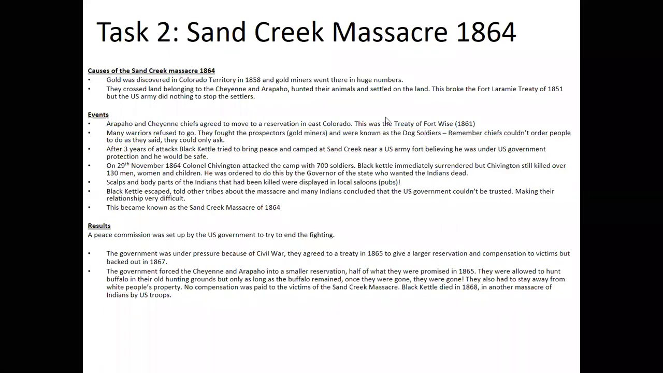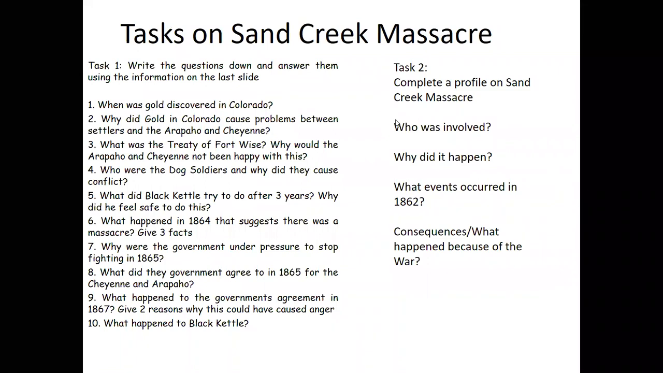Right, your tasks for this. Task 1, write down the questions and answer them using the information that we've just been through. And so the questions: when was gold discovered in Colorado? Why did gold in Colorado cause problems between the settlers and the Arapaho and the Cheyenne? What was the Treaty of Fort Wise? Why would the Arapaho and Cheyenne not have been happy with this? Who were the dog soldiers and why did they cause conflict? What did Black Kettle try to do after 3 years? Why did he feel safe to do this?